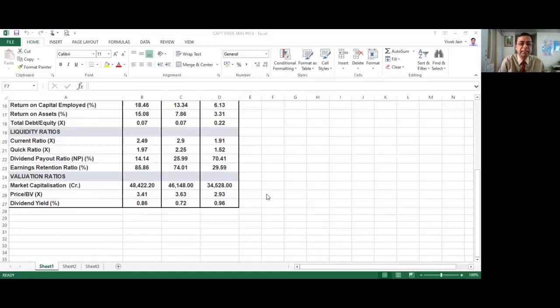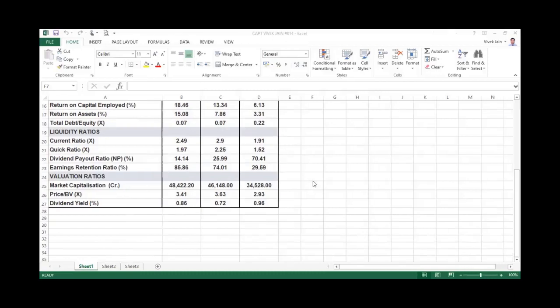Market capitalization, this means whatever the market price of the share is, that when multiplied by number of equity share capital gives you the market capitalization, which is ranging between 34,000 and ending at 48,000 on 31st March 2020.